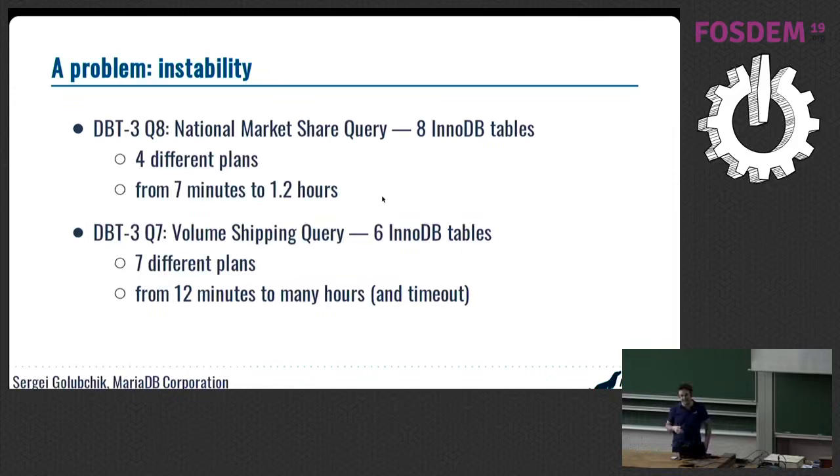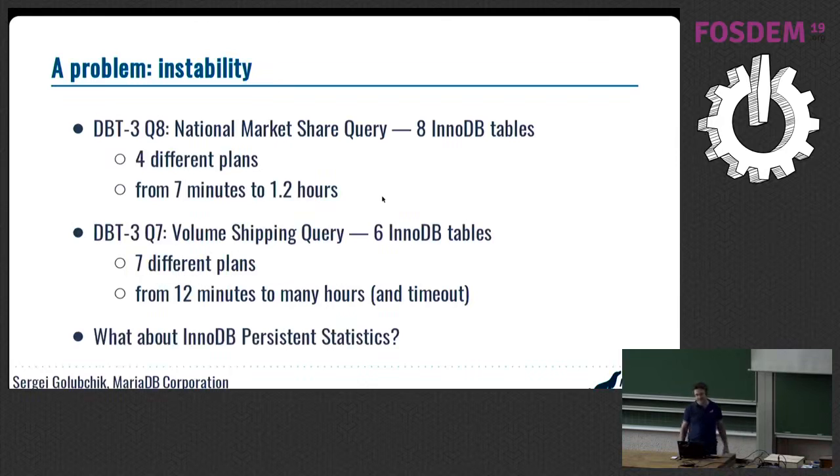Those are the tests I've done on the DBT3 benchmark, on query Q8 from DBT3. There are 8 InnoDB tables involved in this query. Just by repeating it many times, I've seen 4 different execution plans, with query execution time ranging from 7 minutes to 1.2 hours. And for Q7, I've seen 7 different plans. The fastest one was executing in 12 minutes, and for the longest one, I just waited for a few hours and killed the query because I got impatient. So it's not what you would prefer to have.